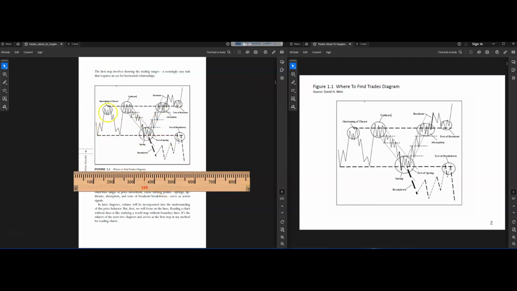Right? So here you have a high. What you want to do is draw the line. Here you have a low, draw the line. All right? And when you go to a lower time frame, boom, boom. Right?